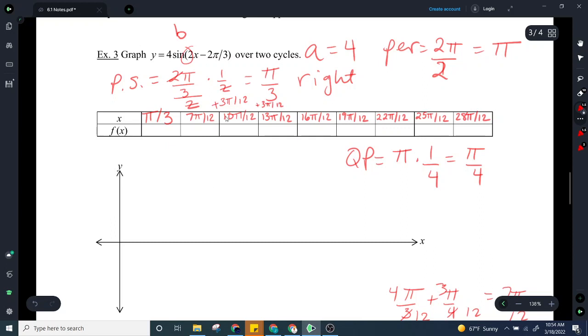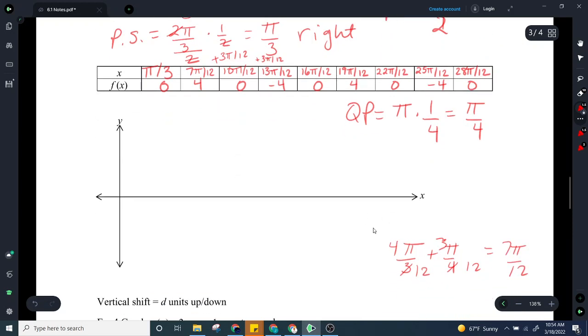Now the y values, you need to look at, are you dealing with sine or cosine? Remember, if you're dealing with sine, we're going to start it at 0, and then we're going to go up to a. So a is 4. So remember the pattern: 0, 4, 0, negative 4, 0. That would be one cycle. So 0, 4, 0, negative 4, and 0. And those are going to be the points we're going to use to make our graph.